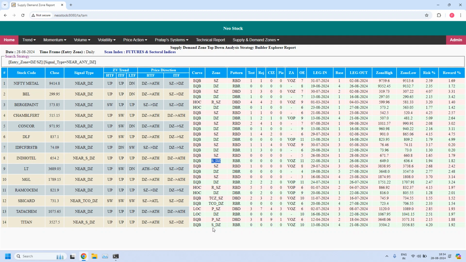And the next one is Titan. So these are the two high liquidity daily demand zones available. Titan, I already explained in today's HLQ analysis video, how I fine tuned the zone.